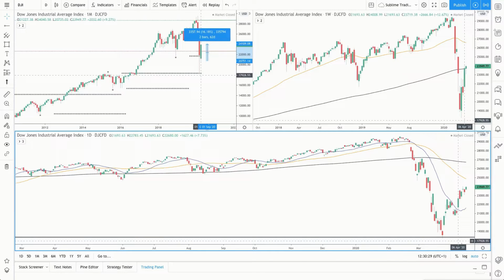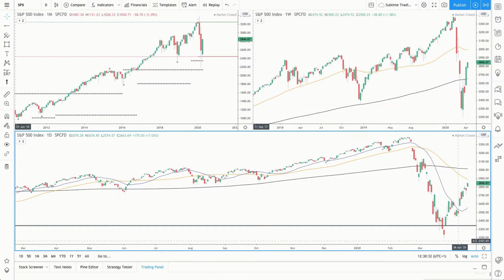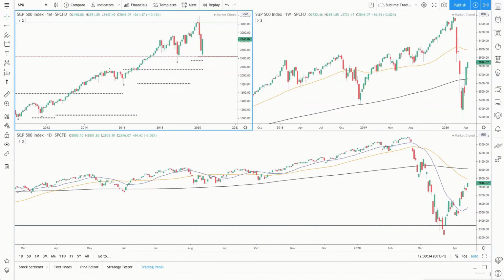There is no clear direction, and we can see that on the S&P 500 as well. On the S&P 500, we've had a bullish move so far. In terms of percentages, we've seen a bullish move of over 17% so far this month. Price is trading above the low of 2019, this red line, which is acting as support.